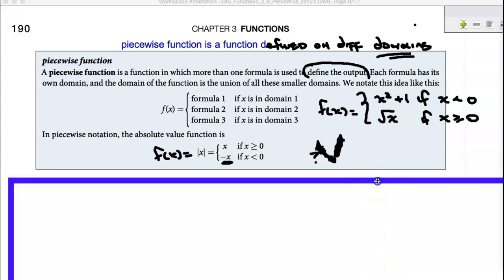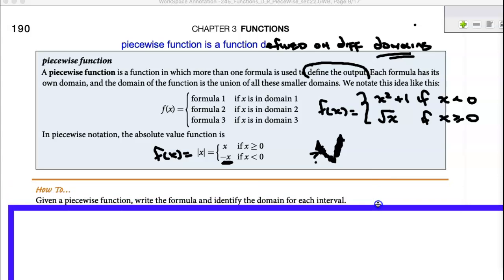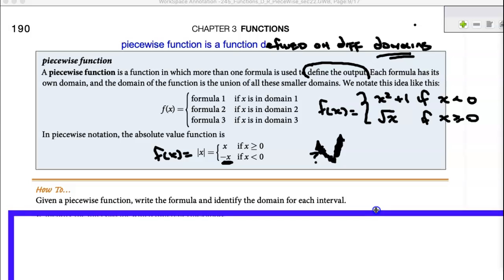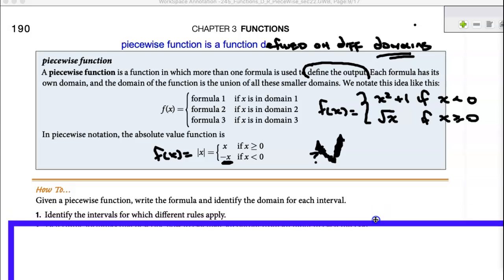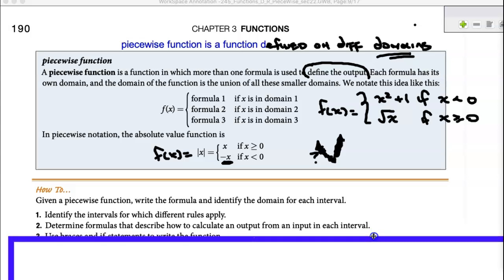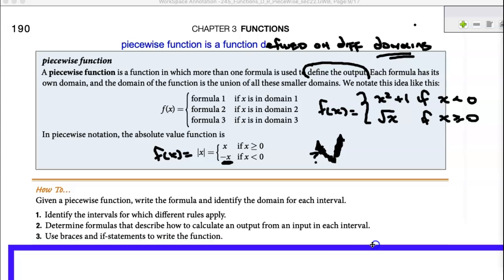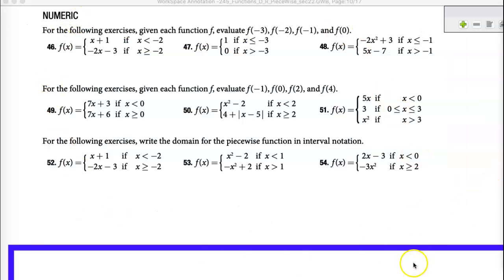And what do we do with functions? Well, we're going to do a lot with functions, but there's a friendly reminder. How to? Well, given a piecewise function, we want to be able to write the formula and identify the domain for each interval. We want to identify the intervals for which the different rules apply, determine formulas that describe how to calculate an output for an input in each interval, and use braces and if statements to write the function. So this is illustrating that bracey way to write the function. And so let's take a look here. And this is coming from y'all's text.